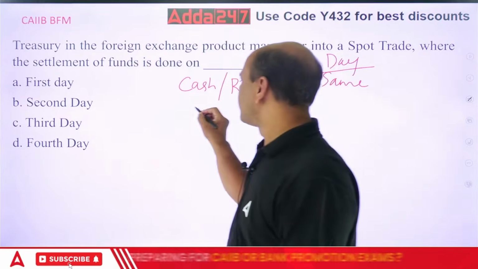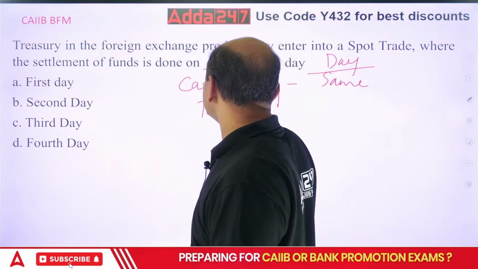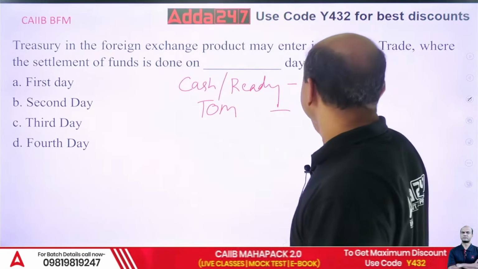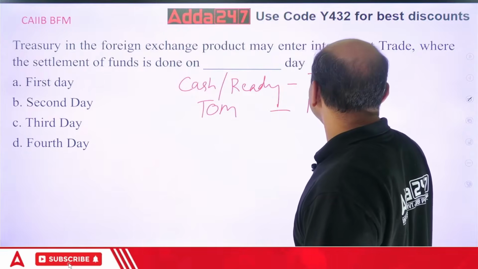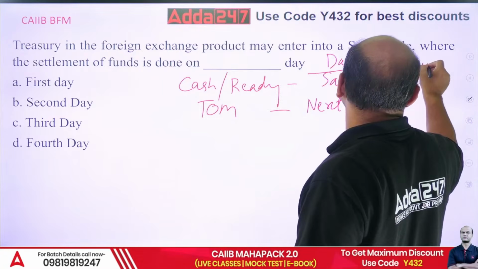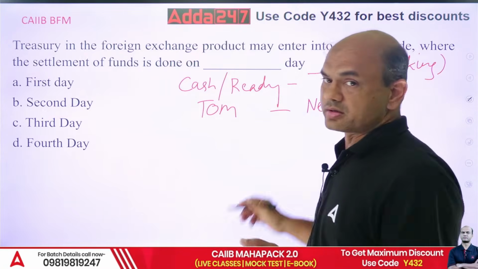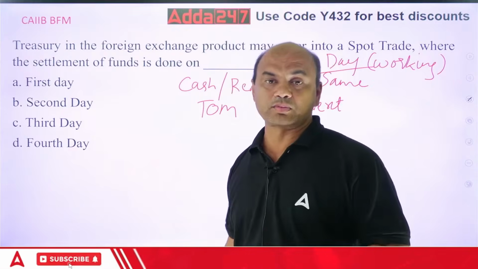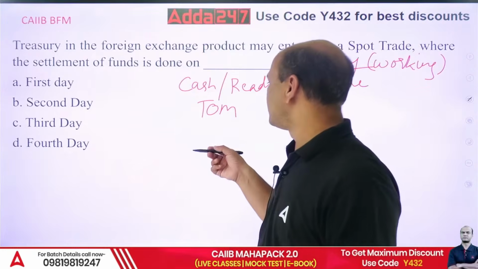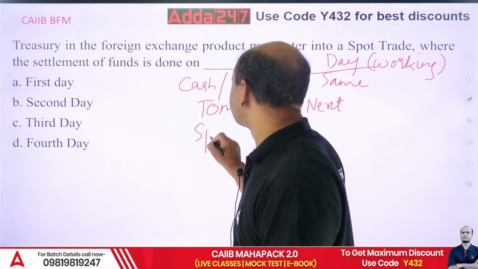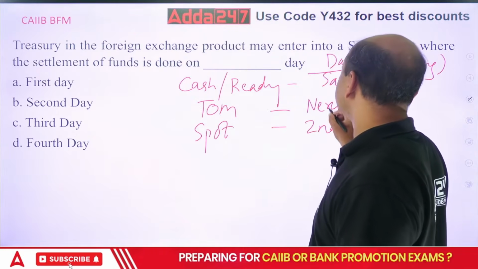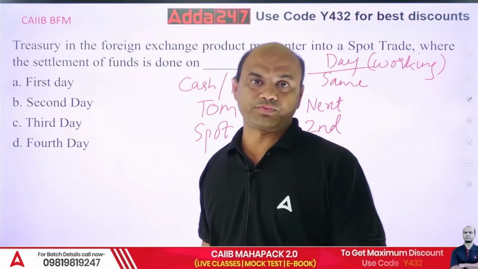Same day. Suppose I am doing it for Tom, then it is the next working day. Always remember the day is known as working day, not calendar day. Whenever I'm open for working, normal business, then it's called a working day. Then you have spot. Spot is the second working day, meaning next to next. We also call it Perso.